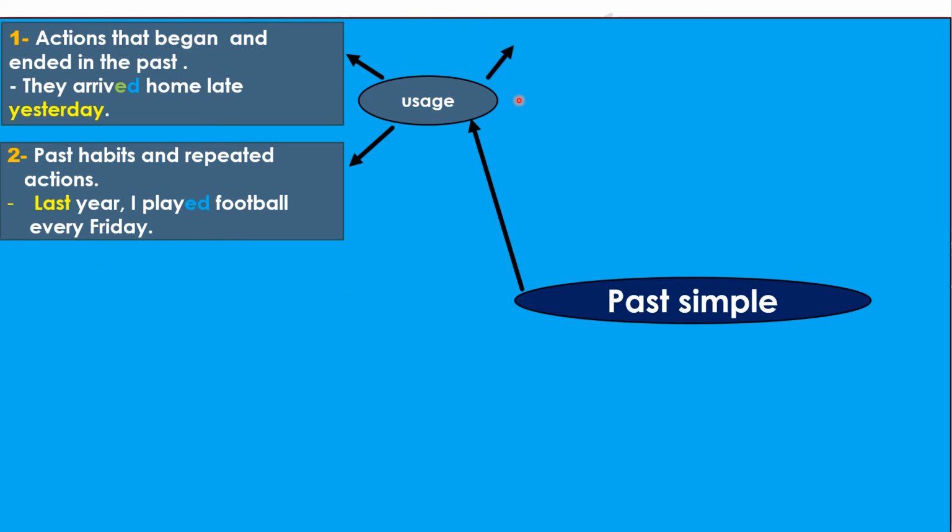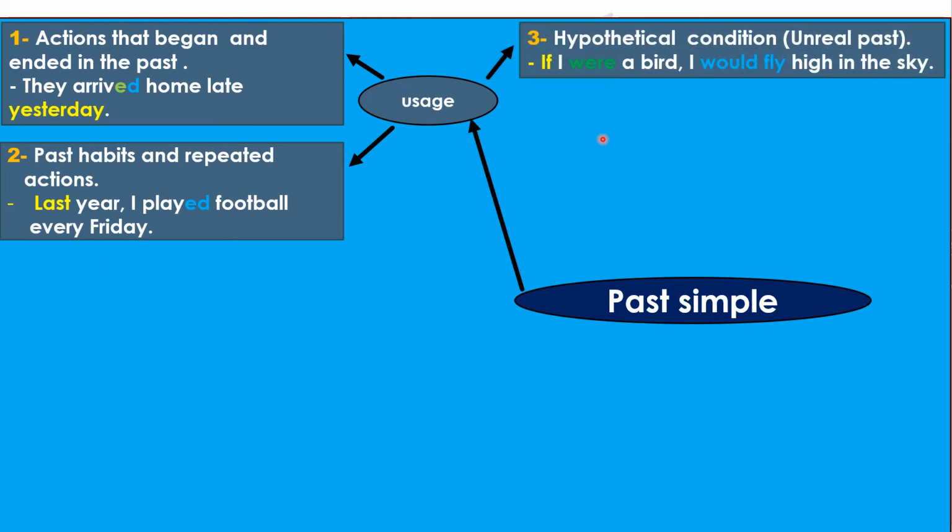Okay, let's have a look at the third usage. Hypothetical condition, which is unreal past. If I were a bird, I would fly high in the sky.